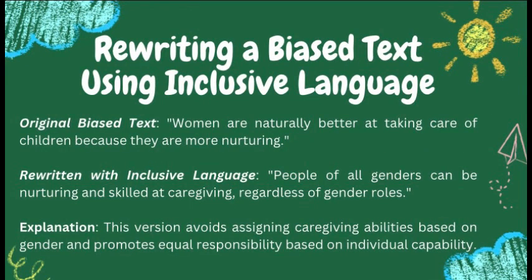Let's rewrite a biased statement using inclusive language. The original text says, women are naturally better at taking care of children because they are more nurturing. This sentence assigns caregiving abilities to women based on gender stereotypes. A more inclusive version would be, people of all genders can be nurturing and skilled at caregiving, regardless of gender roles. This revised text avoids limiting people's abilities based on gender and promotes equality in caregiving.